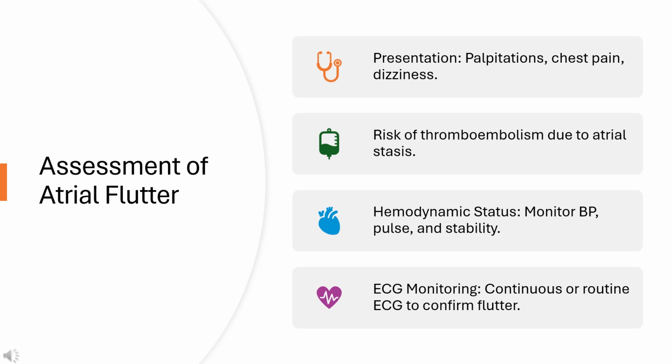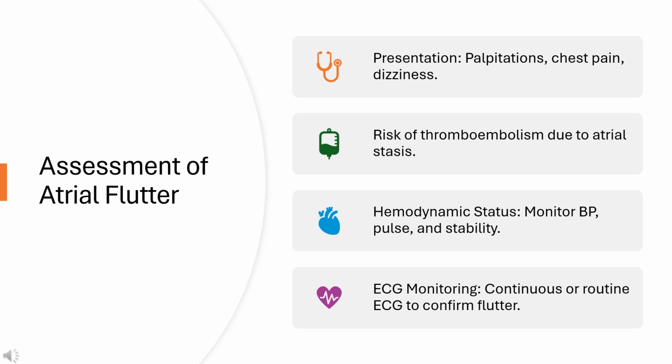If a thrombus dislodges, it can travel through the bloodstream and cause an embolic event, such as a stroke or systemic embolism. Blood stasis in the atria promotes clot formation, increasing the risk of embolic events. A significant concern is a stroke. Anticoagulation therapy may be required to mitigate this risk.